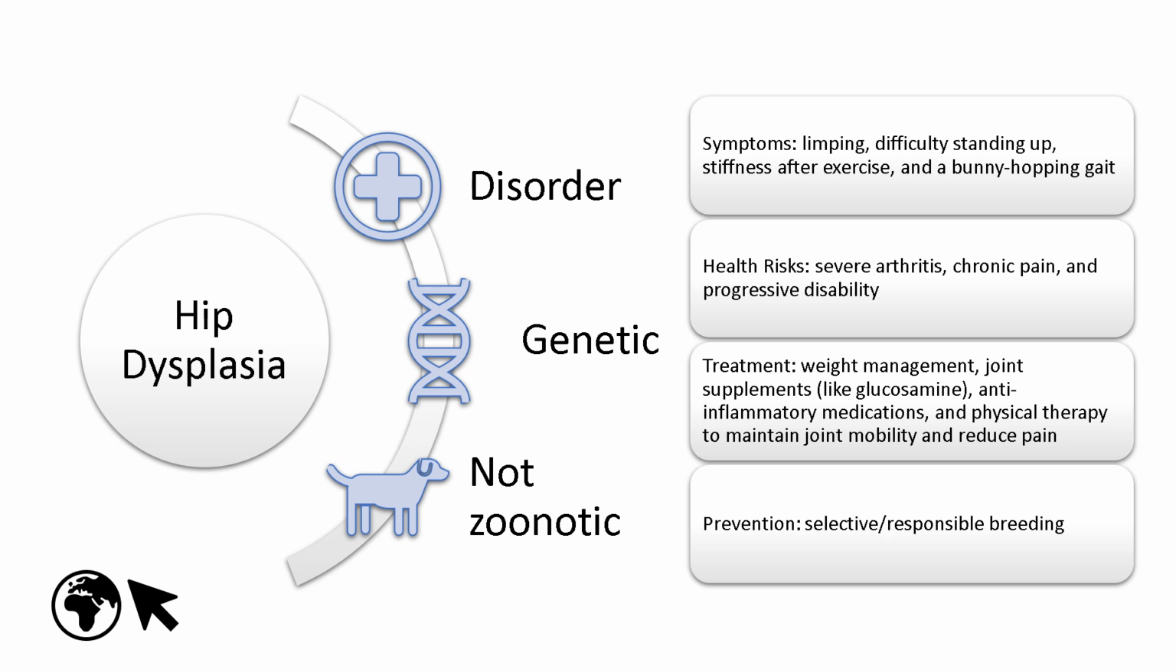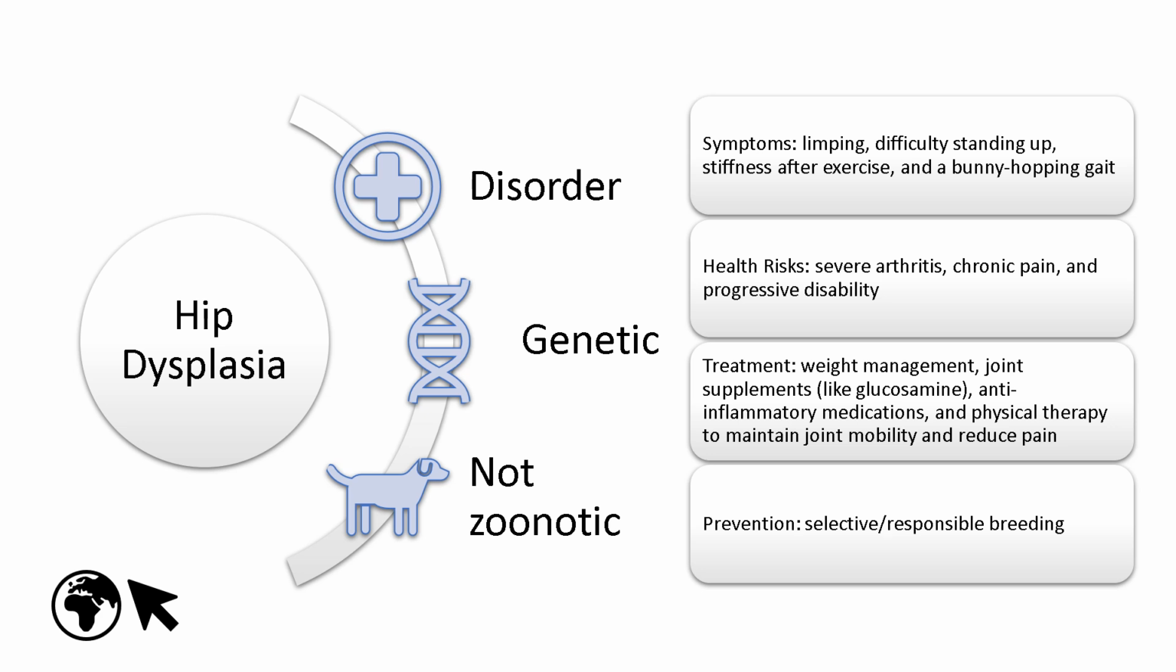It can develop as the dog grows, particularly in the first year of life when the hip joint is still forming. Environmental factors such as rapid growth, obesity, or excessive exercise during puppyhood can contribute to its development. The condition worsens over time, especially if left untreated, as the joint becomes more unstable and develops arthritis.